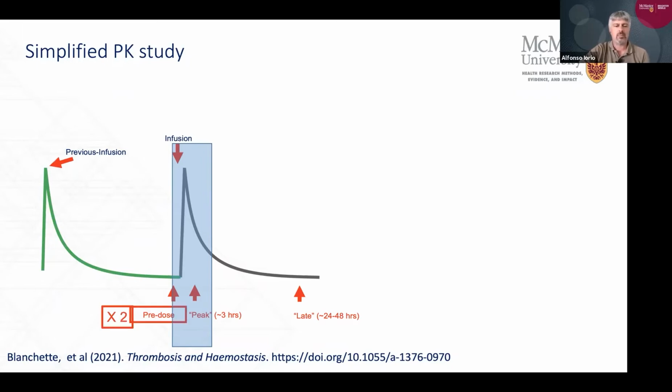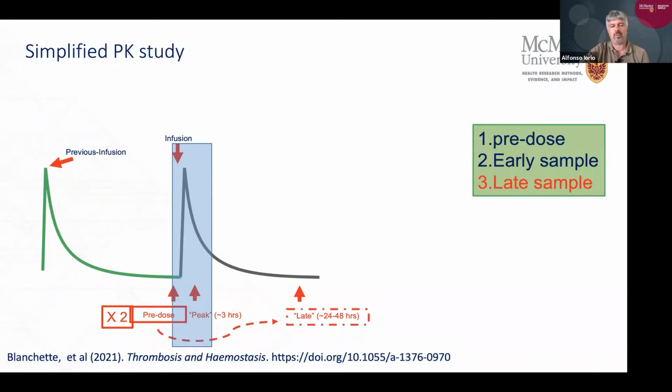Now we can use the pre-dose twice, because that pre-dose is the pre-dose and it is also the late sample. It also works for 24, 48, or 72 hours, depending on when the previous infusion was done. So in 3 hours, by doing 2 samples, pre-dose and peak, and asking the patient when he last infused, we'll get all we need for a very precise PK estimate.